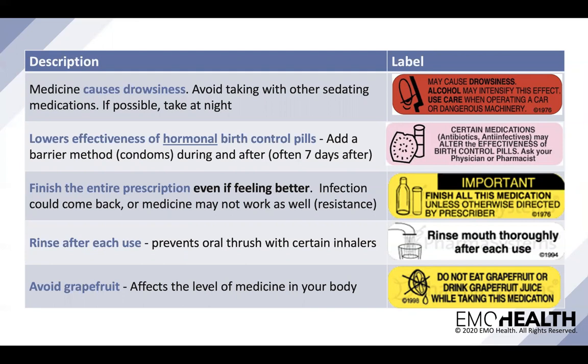For certain hormonal birth control tablets, you will see antibiotics, certain anti-infectives, can alter the effectiveness of the birth control pills. So what this means is that an individual should add a barrier method, meaning a condom, during the use of that medication and for at least 7 days afterwards. They should definitely speak to their physician, prescribing practitioner, or the pharmacist if they have questions about that.